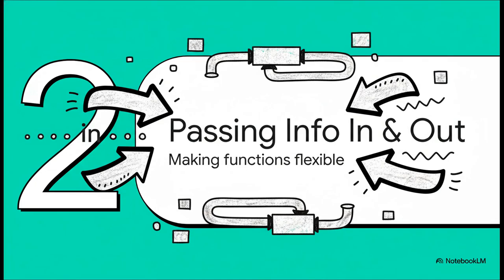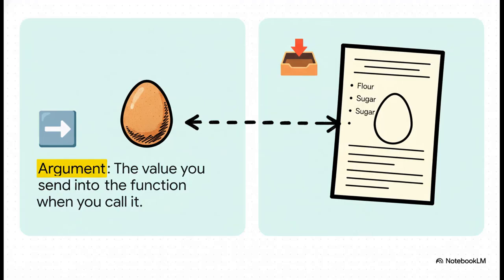Okay, this is where things get really interesting. Static recipes are great, but what if you want to bake chocolate chip cookies one day and oatmeal raisin the next? We need to make our functions flexible, and we do that by passing information in and getting results back out.